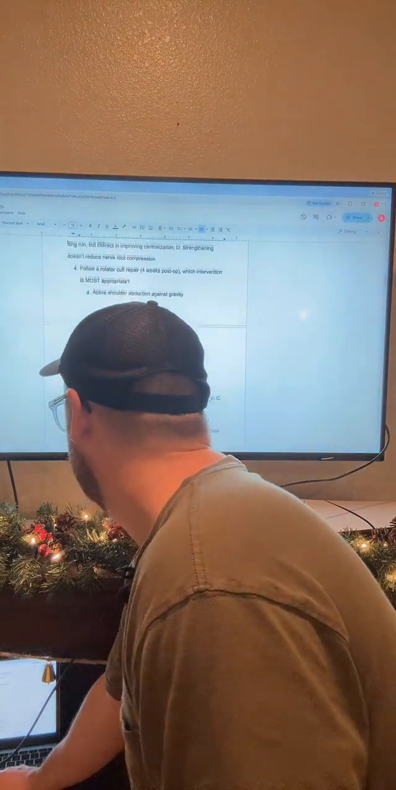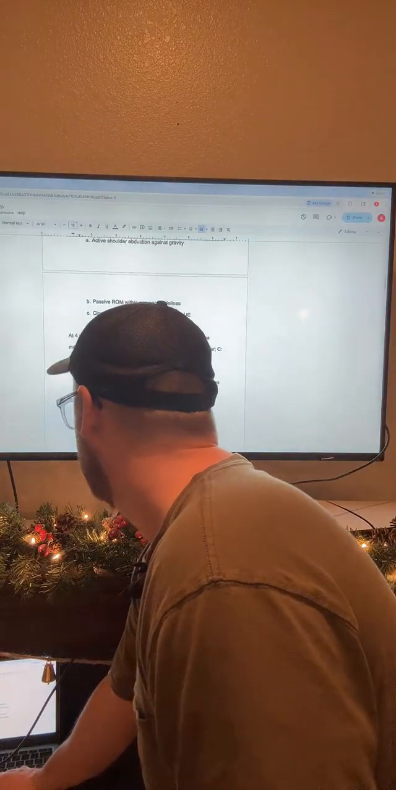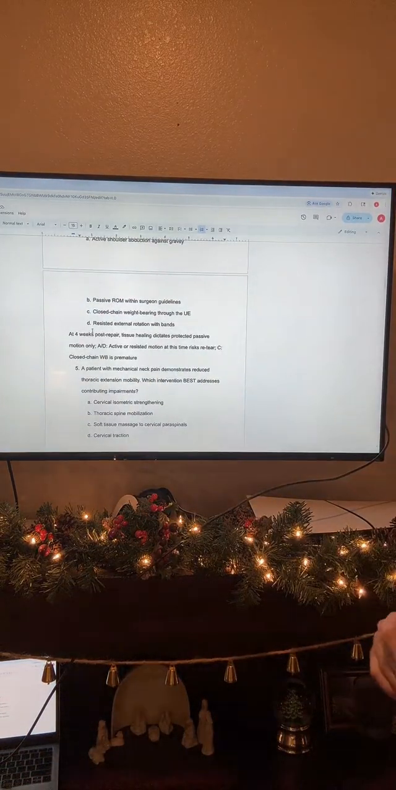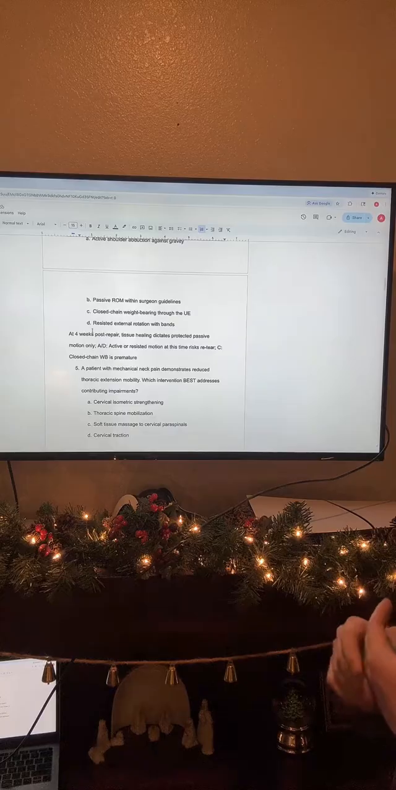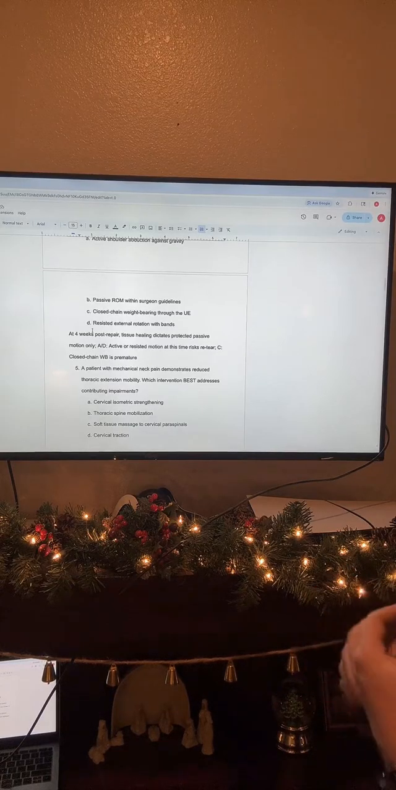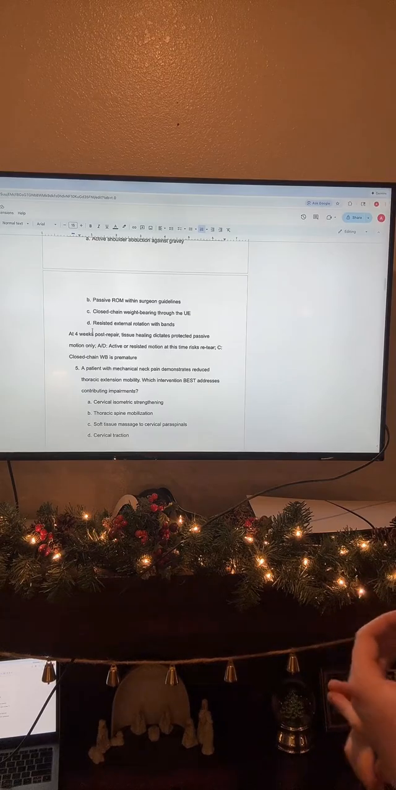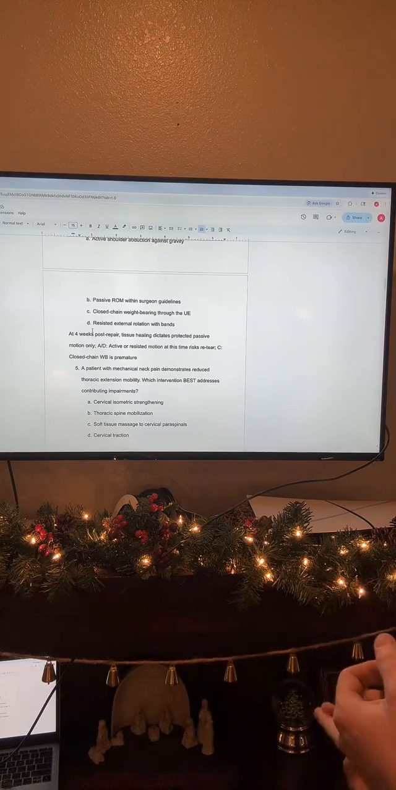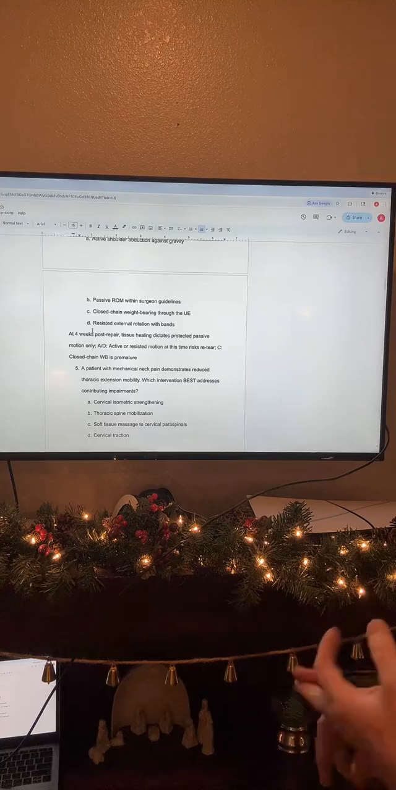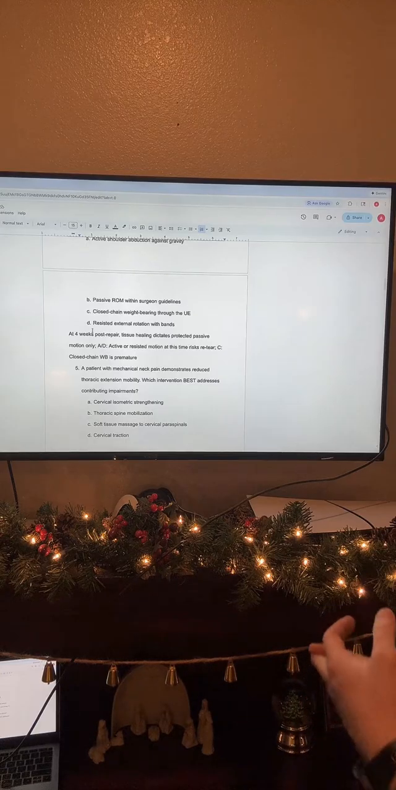Okay, number 5. Let me scroll down, try not to reveal the answer. A patient with mechanical neck pain demonstrates reduced thoracic extension mobility. Which intervention best addresses contributing impairments? A. Cervical isometric strengthening. B. Thoracic spine mobilization. C. Soft tissue massage to cervical paraspinals. Or D. Cervical traction.